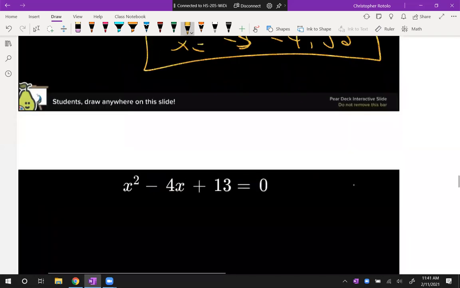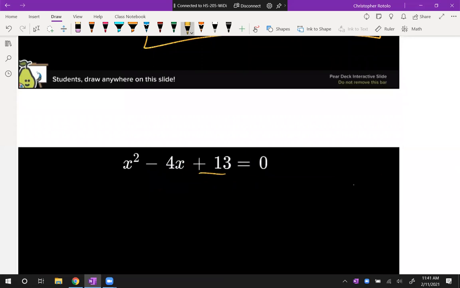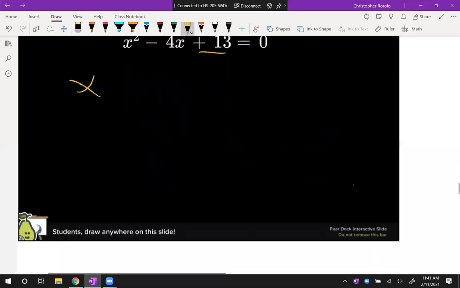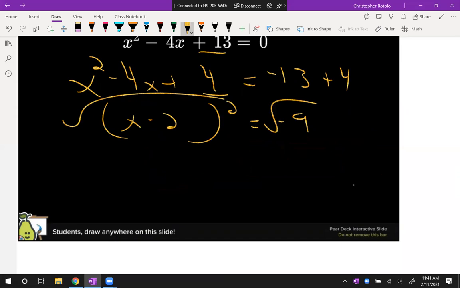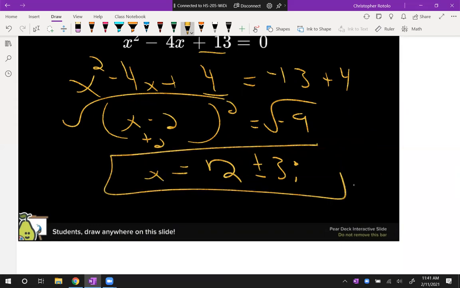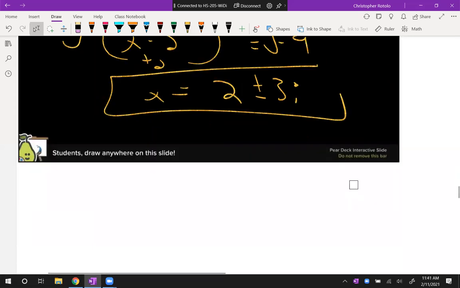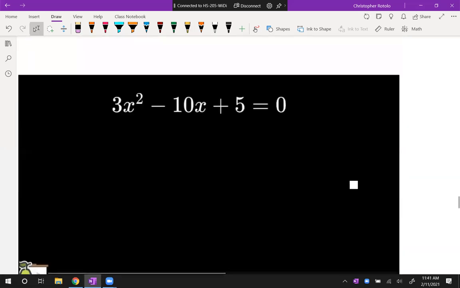Looks like we have another one going on here. Okay, so let me just jot it down here real quick. Minus 4x plus blank. So I go x minus 2 squared is 4. Negative 13, we're going to add 4. So I'm going to get negative 9. And we'll take square roots. Well, this happens to be plus or minus 3i. And I have to add the 2 over. So 2 plus or minus 3i. So that works out a little bit nicer as far as the perfect square.